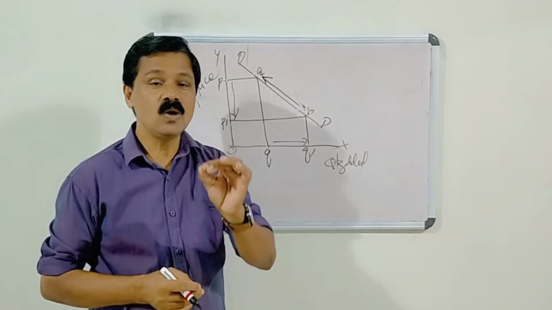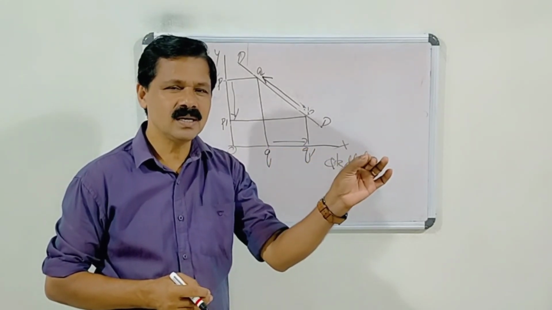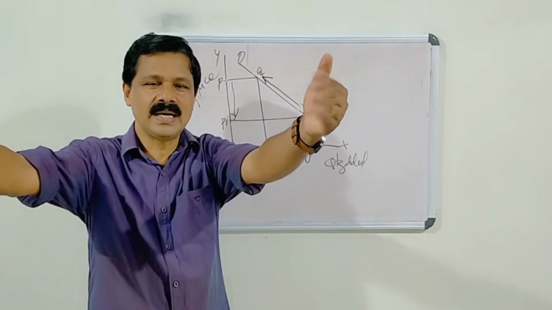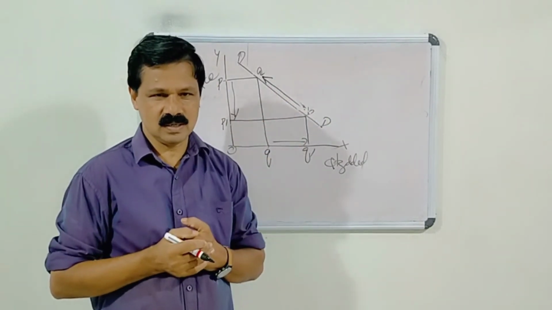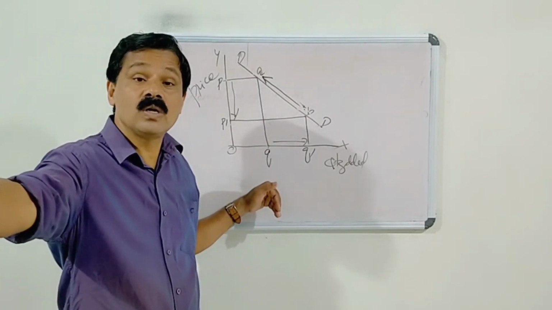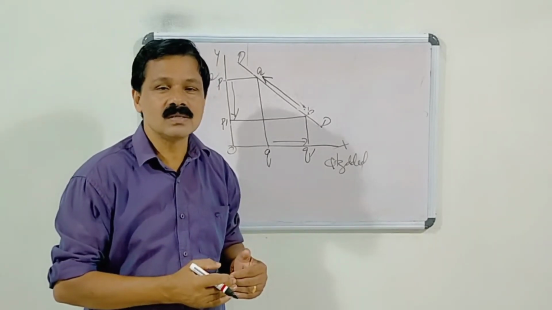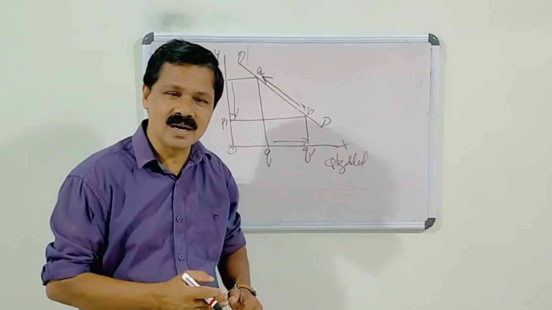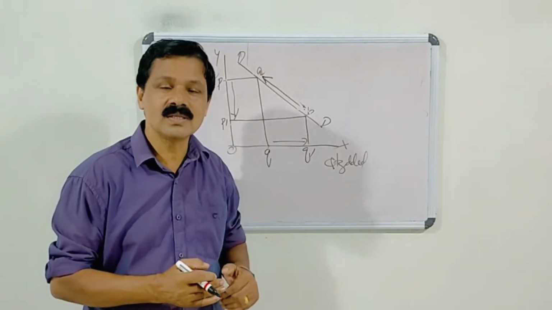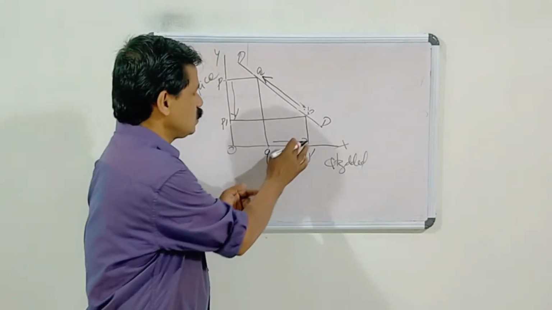First of all, movement along the demand curve can be explained by using two terms: expansion of demand and contraction of demand. When price falls, more quantity of the commodity will be demanded, that is what is called expansion of demand. When price rises, quantity demanded falls, that is what is called contraction of demand.